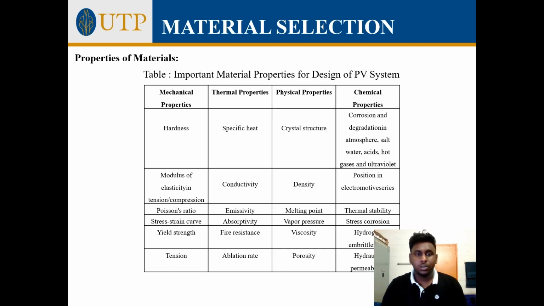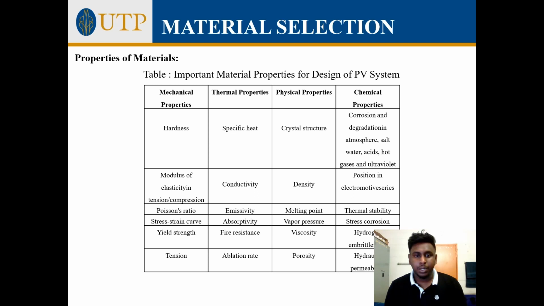This table shows the important material properties for design of PV system. Firstly is the mechanical properties, which consist of hardness, modulus of elasticity in tension, compression, Poisson's ratio, stress strain curve, yield strength, and also tension.